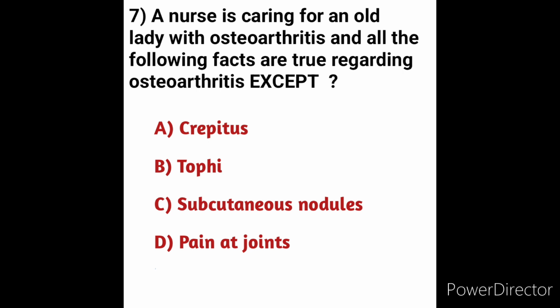Option B, tophi, is a Latin word. The meaning of tophi is stone. In osteoarthritis, subcutaneous nodules will be there, and pain at joints and crepitus are also present. So here tophi is the exception. Tophi are stone-like deposits of monosodium urate in soft tissues, synovial tissues, or in the bones near the joints. So here tophi is the exception related to osteoarthritis.